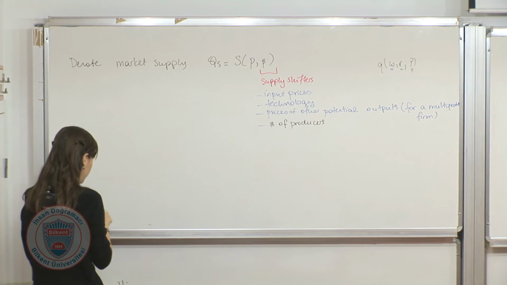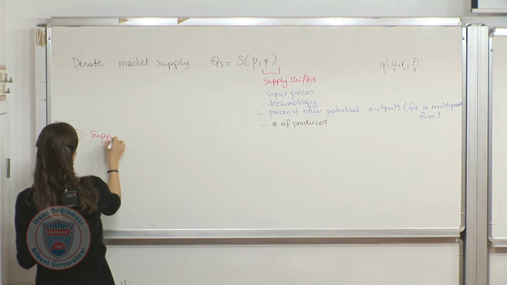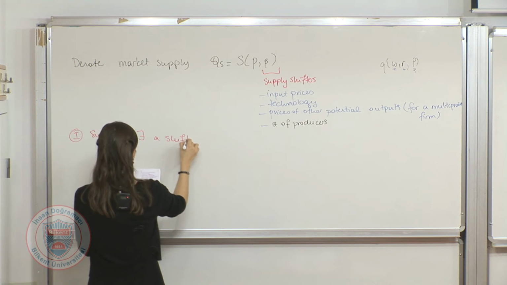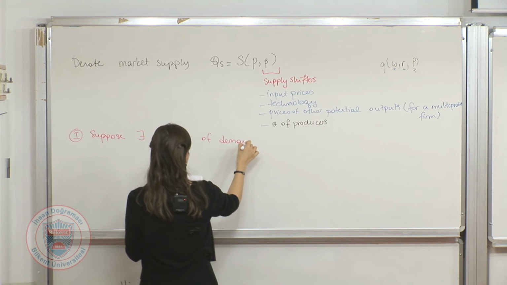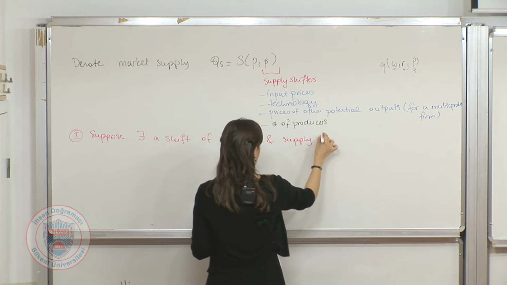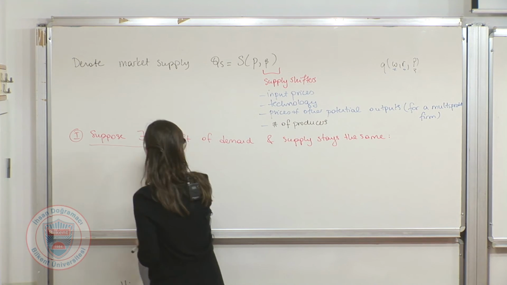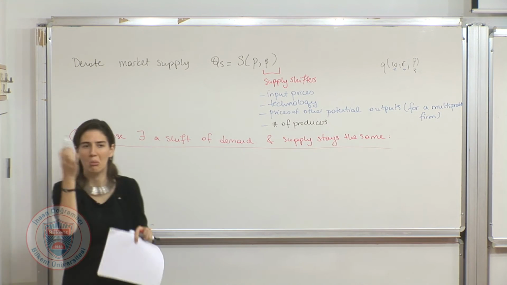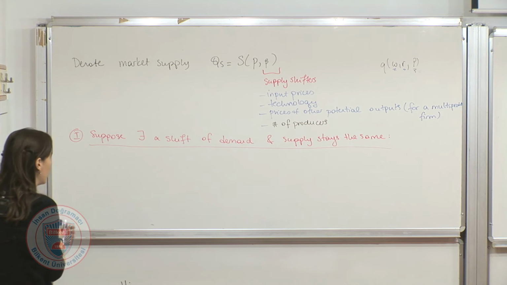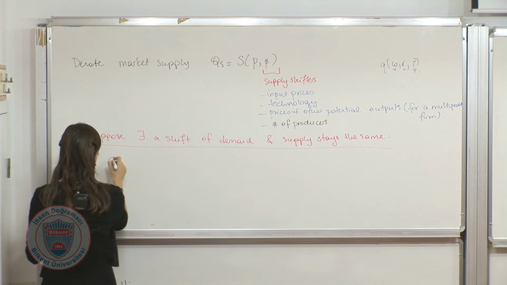Now, suppose there is a shift. So let me do this. So let's have this. Suppose, let's do this and then we'll give a break. Suppose there is a shift of demand and supply stays the same. Suppose some of these demand shifters, some shock happened. So now demand has shifted and the supply curve stays the same. What's going to happen? So now with my notation, I can do this. So I can have a look at this.